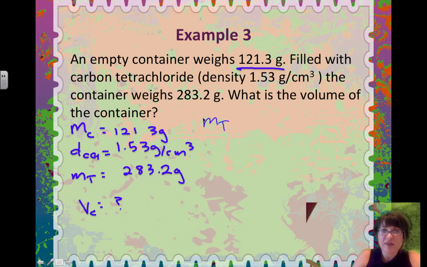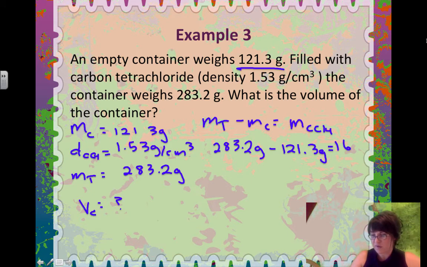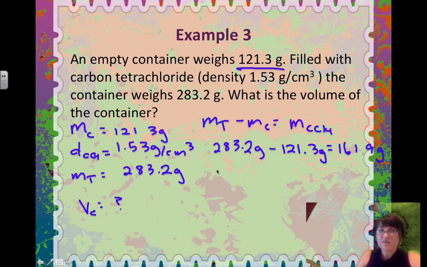So I take my total mass minus the mass of the container, and that should give me the mass of the stuff that I put inside, right? So that's 283.2 grams minus 121.3 grams, and I got 161.9 grams. 161.9 grams is coming from carbon tetrachloride alone. Now we can use the density of carbon tetrachloride to work out the volume.